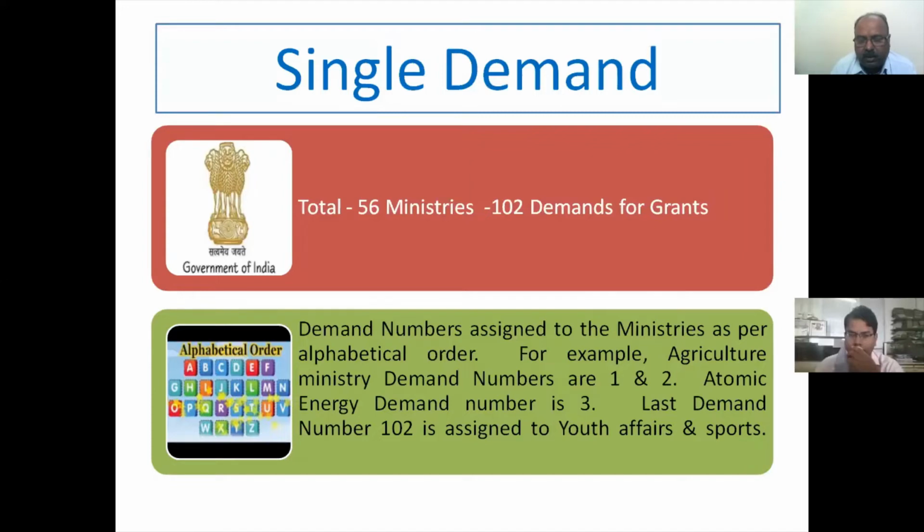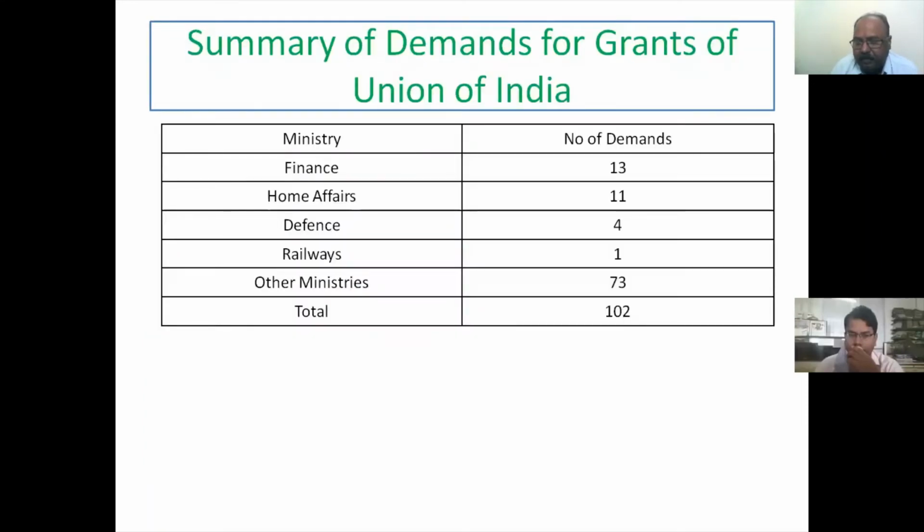In total, there are 56 ministries, and the total number of demands in the Government of India is 102. All these demands are allotted in alphabetical order. This is just for information, not for examination. The highest number of demands is in the Ministry of Finance, a total of 13. But before 2017-18, the railways had a total of 16 demands. Now we have a single demand.